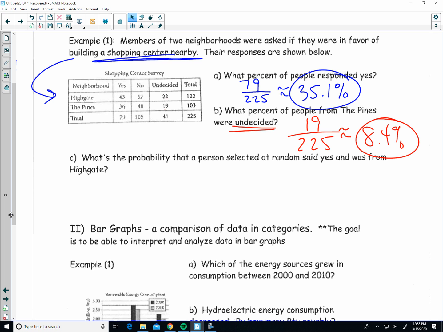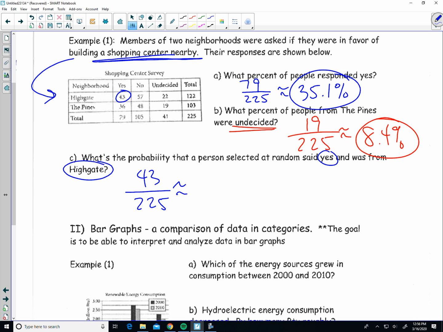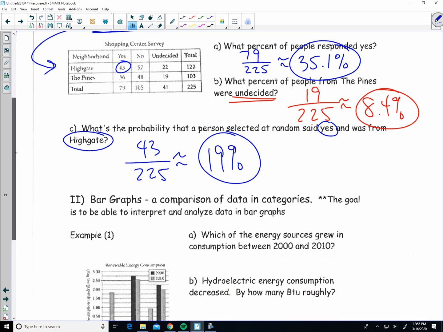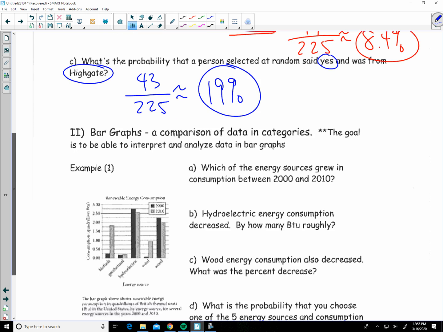And then finally there for part C, what's the probability that a person selected at random said yes and was from Highgate? So again, random person selected out of our sample space of 225. They had to be from, of course, Highgate, and they had to say yes. So our yes people from Highgate was at 43. And again, if you go to one decimal place there, roughly about 19%. So that's just using data from a table, a sample space of individuals to calculate nice simple percents.